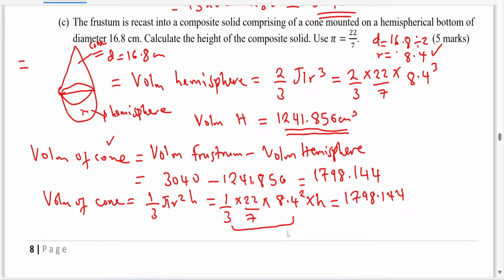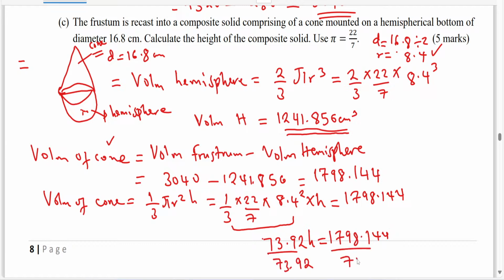So let's find it using our calculator. A third times 22/7 times 8.4 squared. Okay, my calculator is giving me some trouble too. So a third times 22/7 times 8.4 squared gives 73.92. So 73.92 h equals 1798.144. So we divide by 73.92 to get the height.